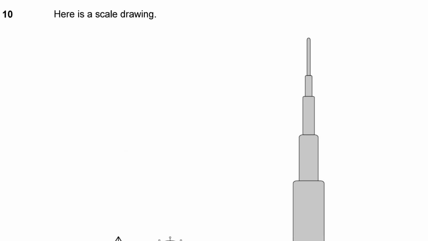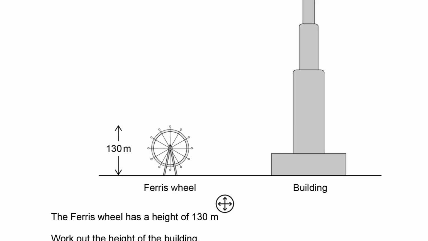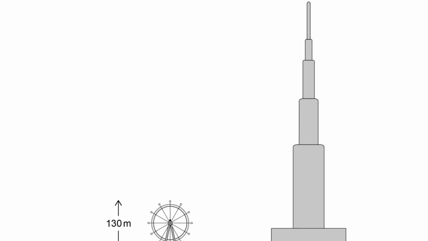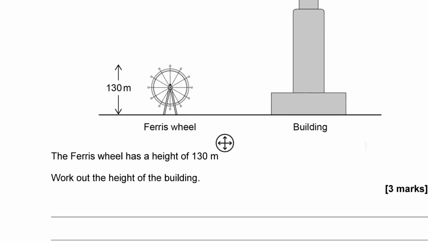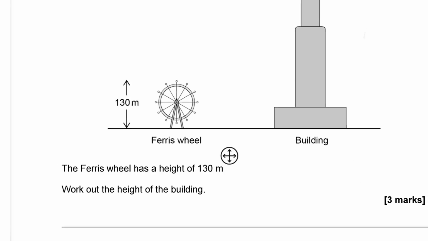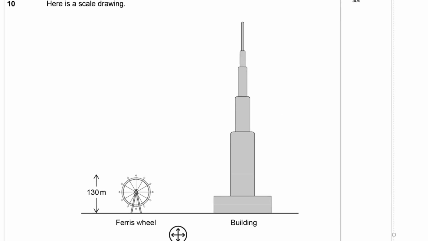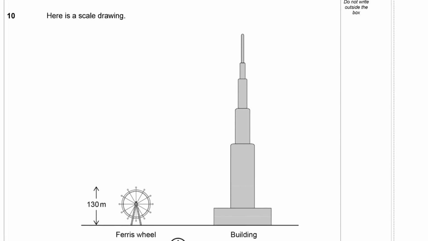Question 10. Here is a scale drawing. I've got a Ferris wheel, which I'm told is 130 metres tall, and then next to it is a very tall building. We're told that the Ferris wheel has a height of 130, well, we knew that already. Work out the height of the building. Okay, so basically what we want to do here is see how many Ferris wheels fit into the building.